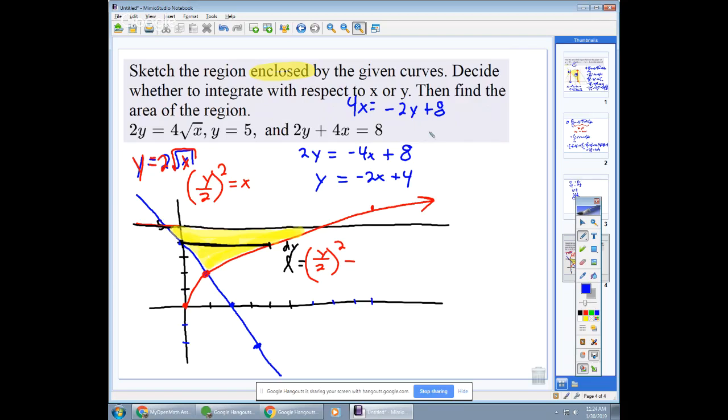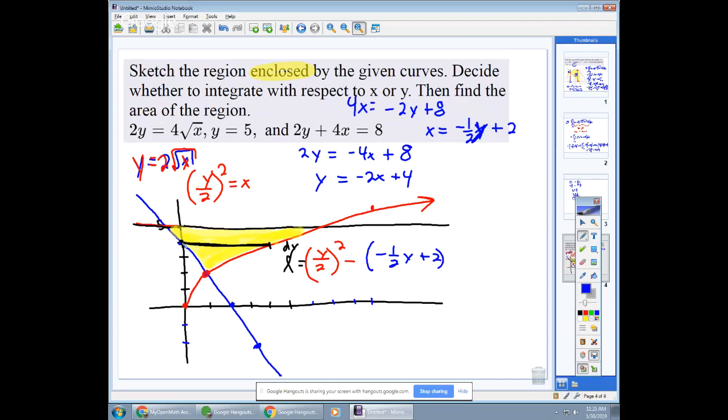Dividing by 4, I get x is negative 1/2 y plus 2. Then I go minus parentheses negative 1/2 y plus 2. So the trade-off is I had to solve for x here, versus if I go the other way, I have to do 2 different integrals. There are trade-offs either way. There's no way around that.